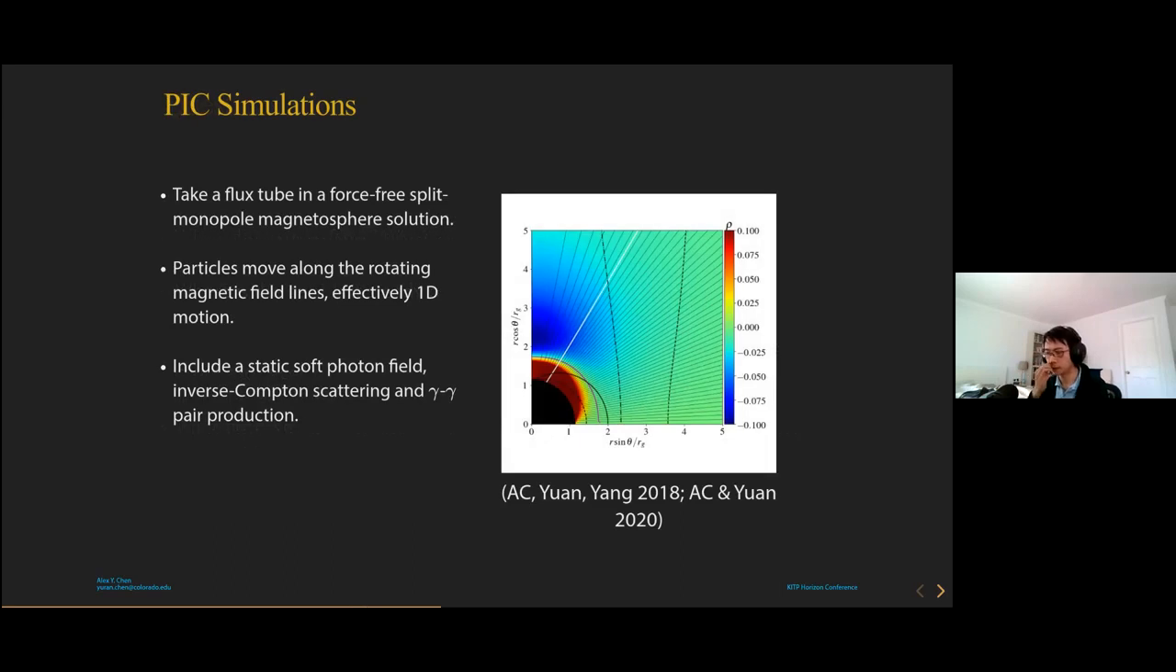So we did numerical simulations. This is the work, two papers from 2018 and 2019, the latter published in 2020. We took a force-free magnetosphere because in the funnel it's more or less force-free. Force-free basically means MHD, but you take the limit of mass inertia to zero.